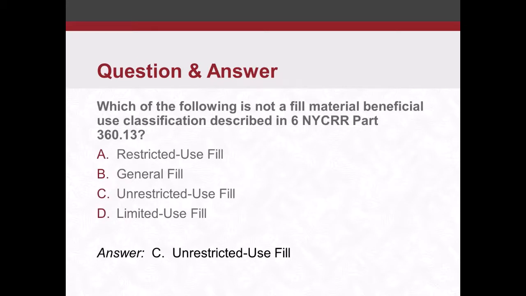Please continue. Question number three, which of the following is not a fill material beneficial use classification as described in 6NYCRR Part 360.13? The answer there is C, unrestricted use fill. As mentioned earlier, if you're sampling under this criteria, there's really no such thing as being able to use it as unrestricted use. There are still criteria. You can't use it for undeveloped sites. You can't use it for agricultural land.